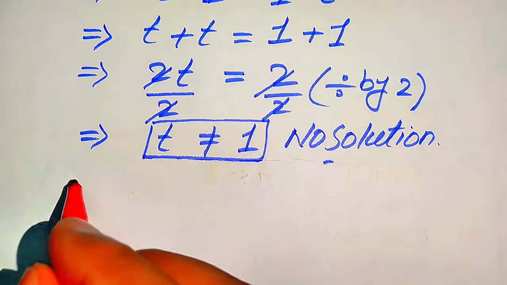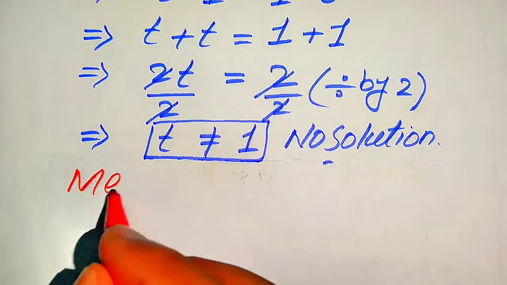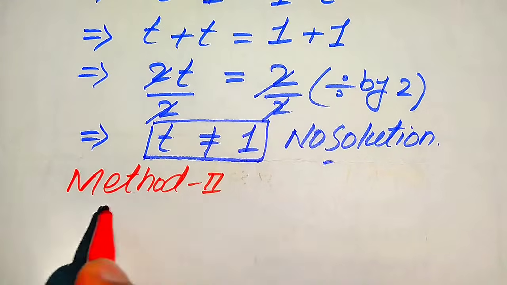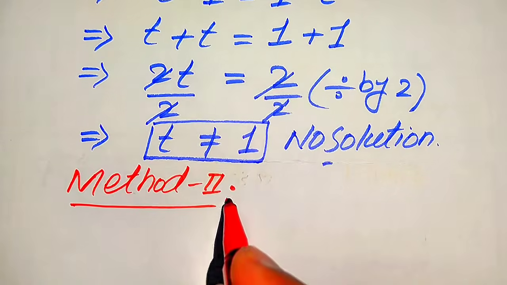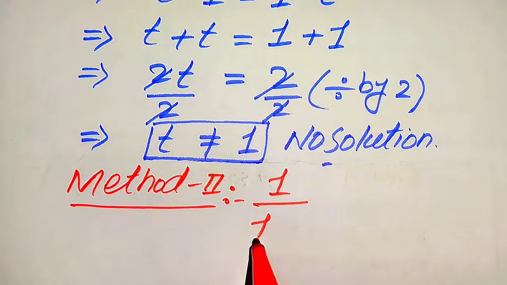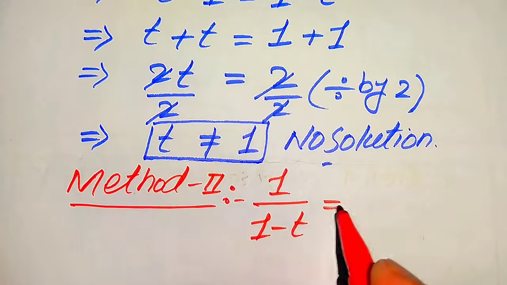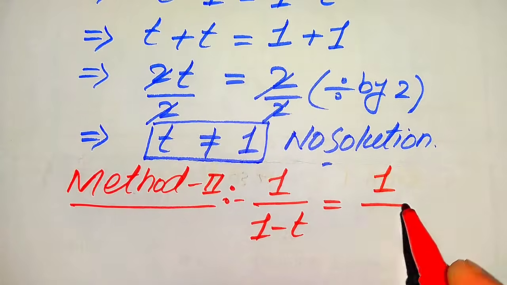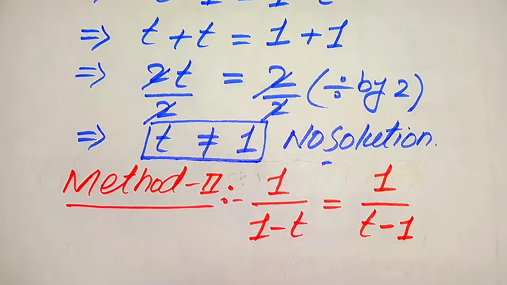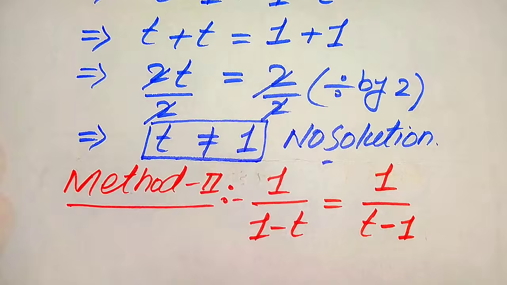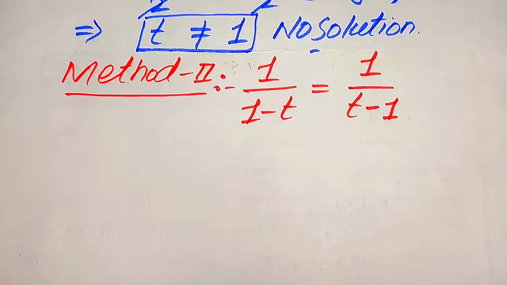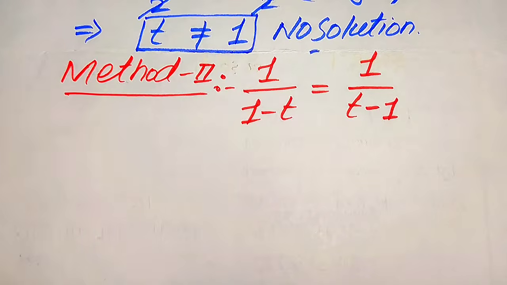And now here we again solve this problem by the second method. In the second method, we first need to copy down the given question statement. Here it is, 1 over 1 minus t is equal to 1 over t minus 1. This is our given question statement, and again we have the condition on t that t is not equal to 1. So here in the second method, we solve this problem with the LCM technique.